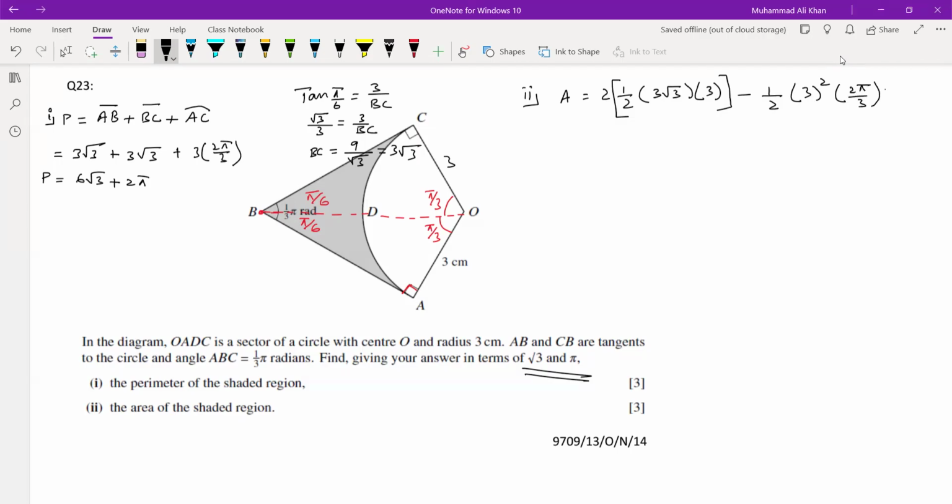So, what is the final answer? The final answer is 9 under root 3 minus 3 pi. This is the final answer, as we have to write the answer in terms of under root 3 and pi.